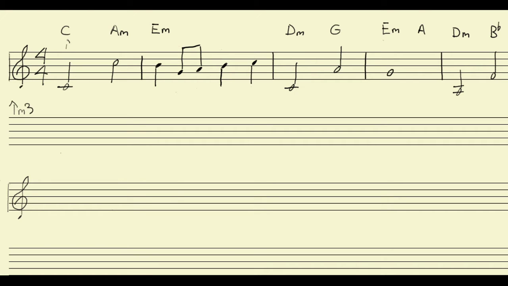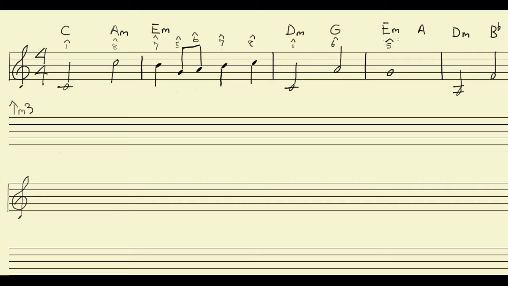First note is scale degree 1, 8, 7, 5, 6, 7, 8, 1, 6, 5.